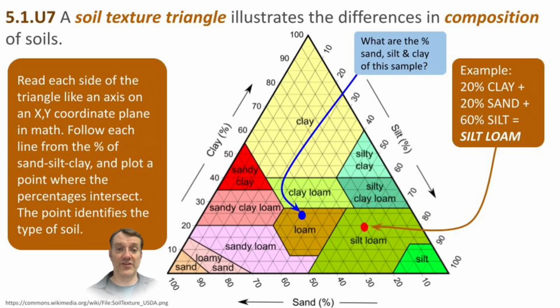So what are the percentages that you see of the sand, silt, and clay where that blue dot is in the bottom center in that loam part of soil? If you came up with 40% sand, 35% silt, and 25% clay, you understand how to read a soil triangle.